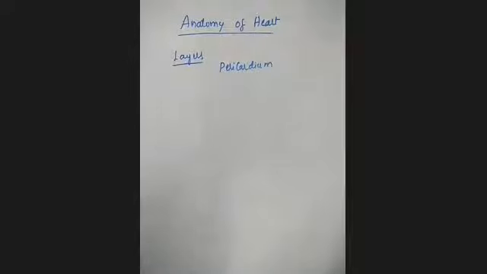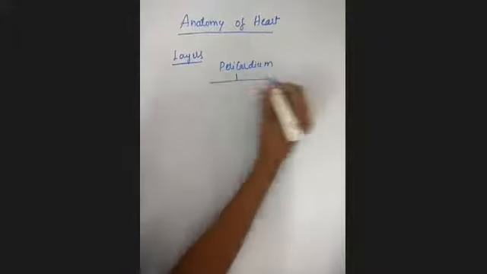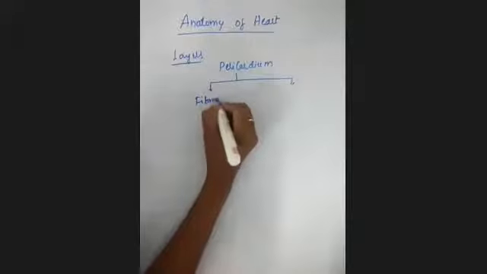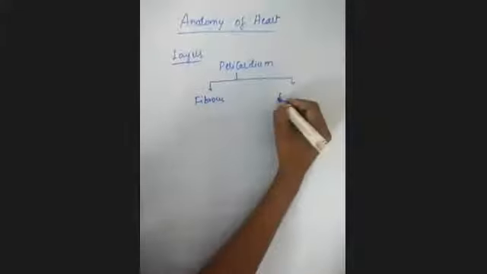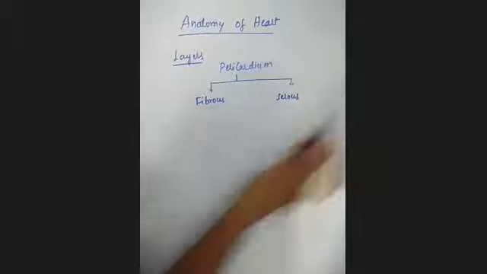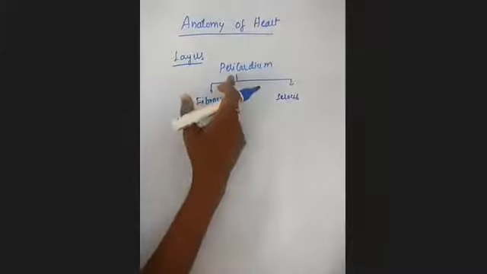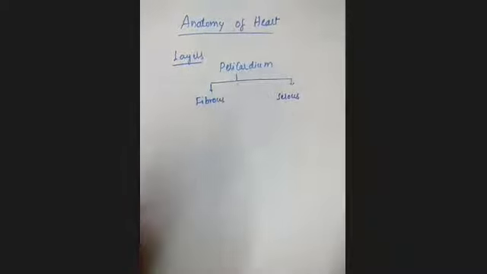This pericardium has two parts: the fibrous pericardium, and the next one is the serous pericardium. The membrane that surrounds and protects the heart is known as the pericardium, and it has two parts, the fibrous pericardium and the serous pericardium. First we'll see what this fibrous pericardium is.